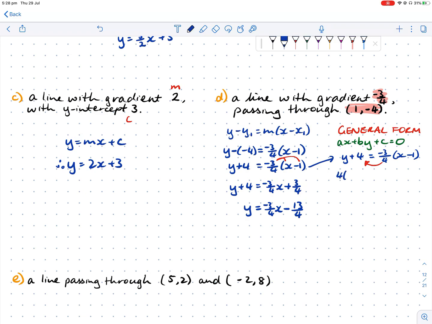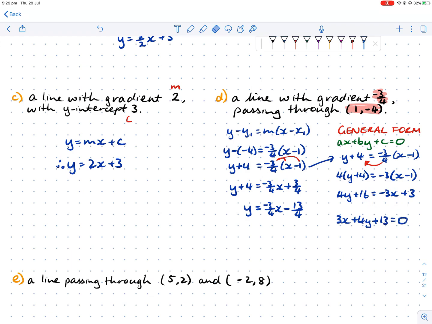So we've got 4 times (y plus 4) equals negative 3 times (x minus 1), and then we'll expand both of those brackets. 4y plus 16 equals negative 3x plus 3. Now we want to keep x positive, and you can see at the moment it's got a negative on it. So we're going to move the 3x to the left, and we'll also subtract that 3 as well. So then if I add 3x across, 3x plus 4y plus 13 equals 0.